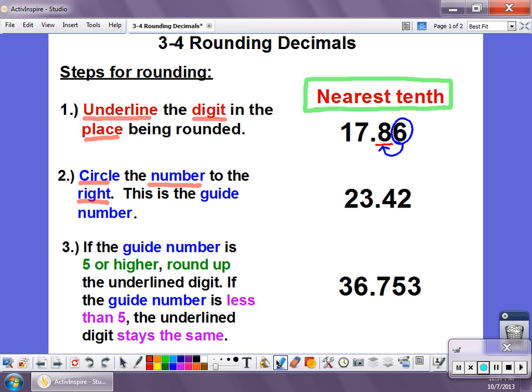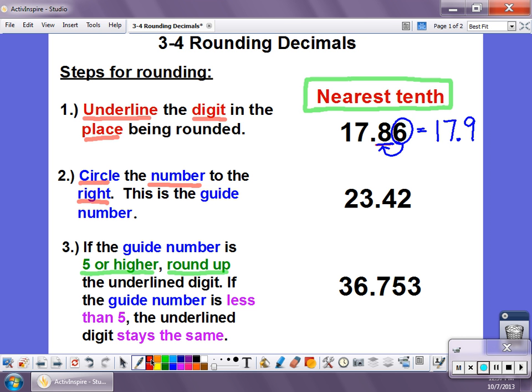The rule is that if the guide number is 5 or higher, you're going to round up. If you look at this number, this is a 6, which is 5 or higher, which means I'm going to round this underlined digit up. So it's going to become 17 and 9/10. That's how we would round it up.